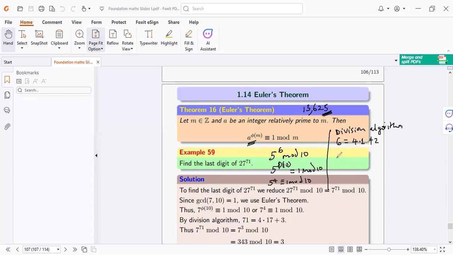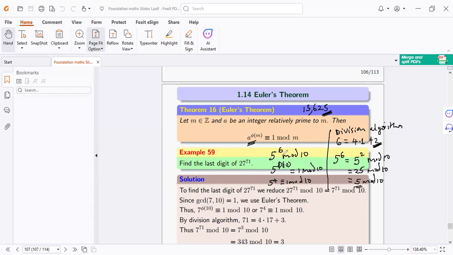So what I was then saying is that if I'm given 5 raised to 6, I would say this is the same as 5 raised to 2. This is a remainder here. I ignore this other part, because 5 raised to this part would give me 1. So I take 5 raised to this, then mod 10. This is 25 mod 10. And so it tells me the last digit will be 5.